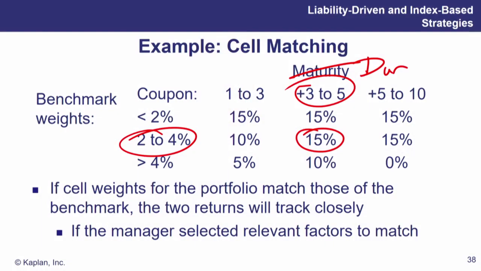You pick the dimensions you think are important, and then we're going to match those exposures. But you've got to pick the relevant factors. If we had looked at one of the factors as being different sectors and matched the weighting by sector, we'd also be dealing with spread risk by doing this. So cell matching is a simple way to look at these kind of issues. Match the characteristics of your index, and you should be matching its performance.